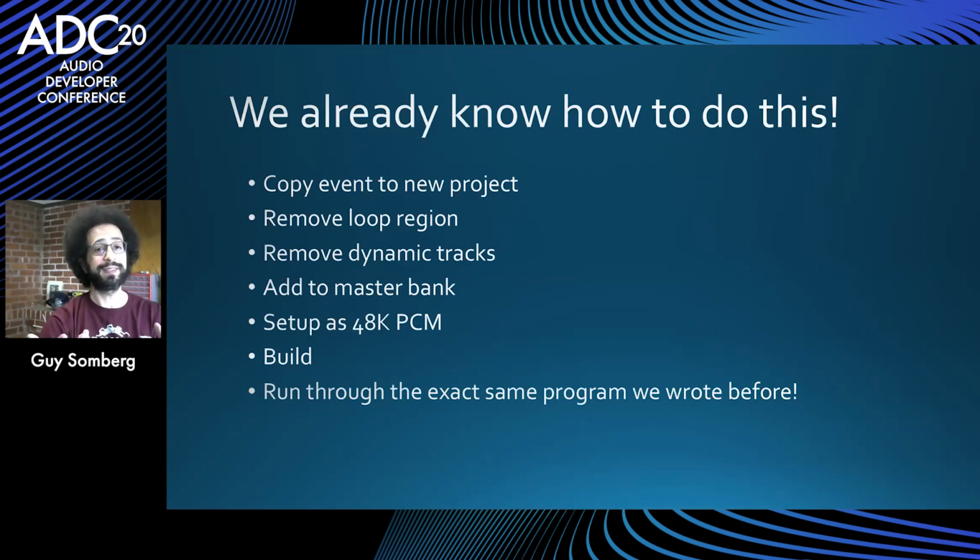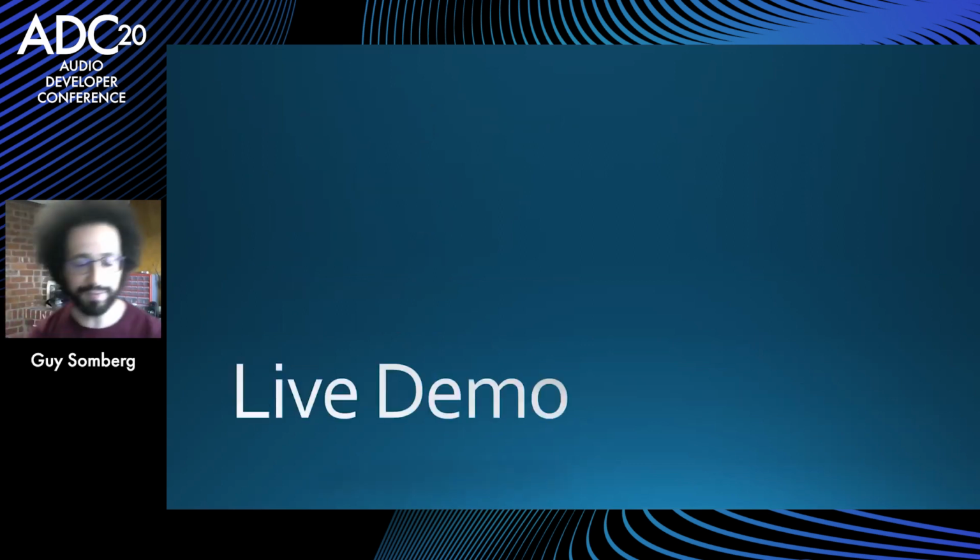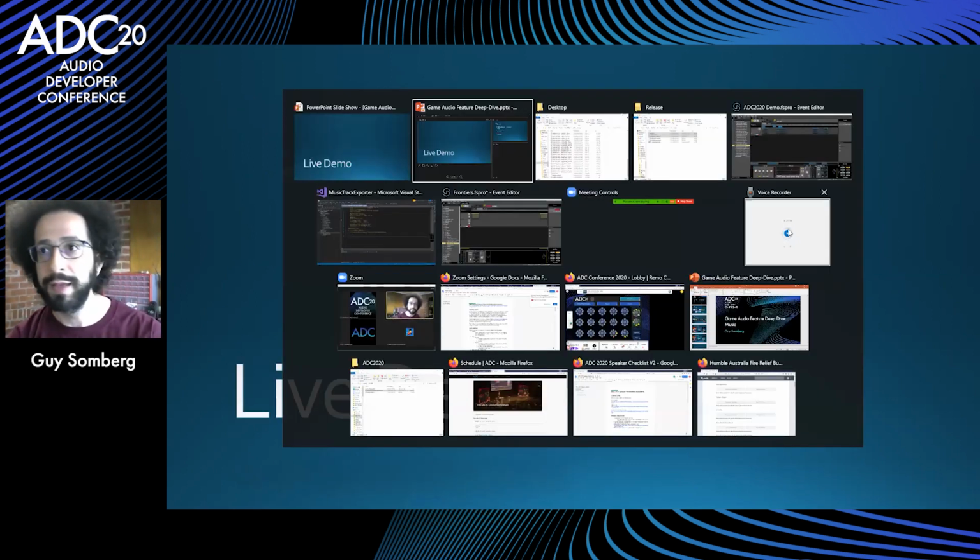Now we have an event, and we could just run that event through the exact same program that we wrote before that exports the tracks, and it's going to go low, medium, high intensity. It's going to bake down the track. We're done. So unfortunately, I don't have a demo of that process running, but I do want to show what the result looks like.